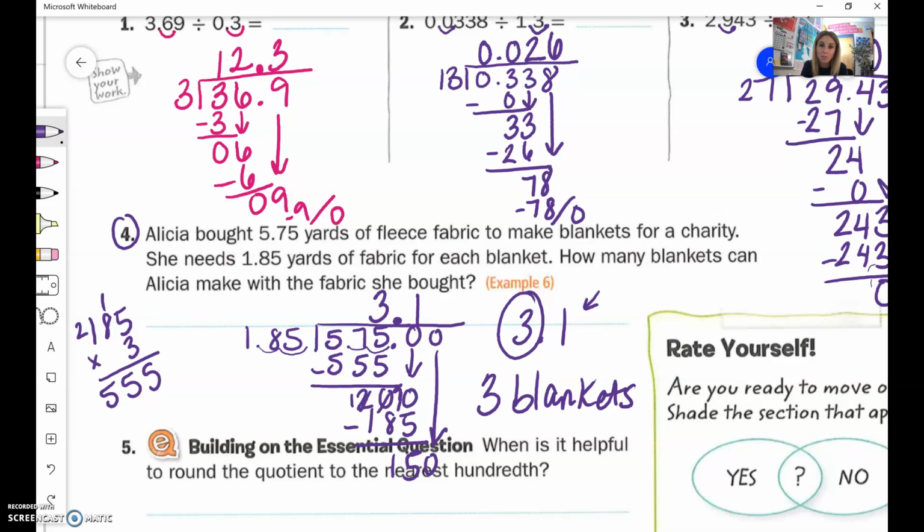So you're interpreting your decimal by saying, okay, I'm taking 3 whole blankets. I'm not going to send this much of a blanket. I'm taking 3 whole blankets. Okay, so that's your practice for dividing decimals by decimals, and that's it. We're done.